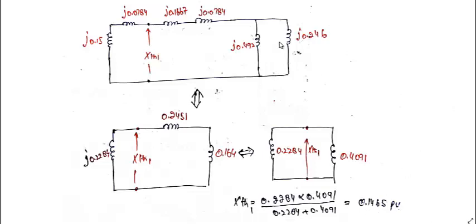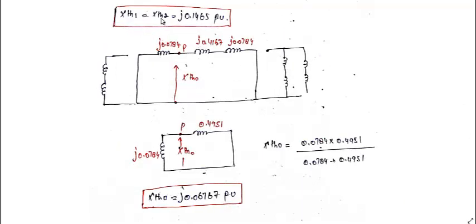And since these values are identical for the negative sequence reactance, and we have to calculate between the same points, the Thevenin reactance XTH1 will be equal to XTH2, that will be equal to j0.1465. Please don't forget to write this j, because when you are asked to find the magnitude, then you can drop this j. Now for the zero sequence network, we have to calculate XTH0 between these 2 points.